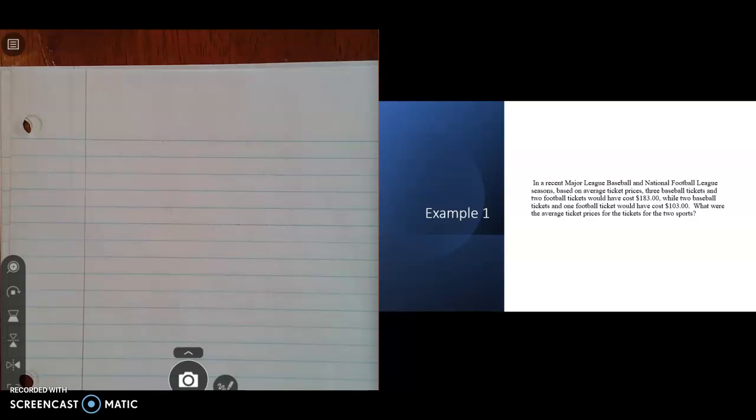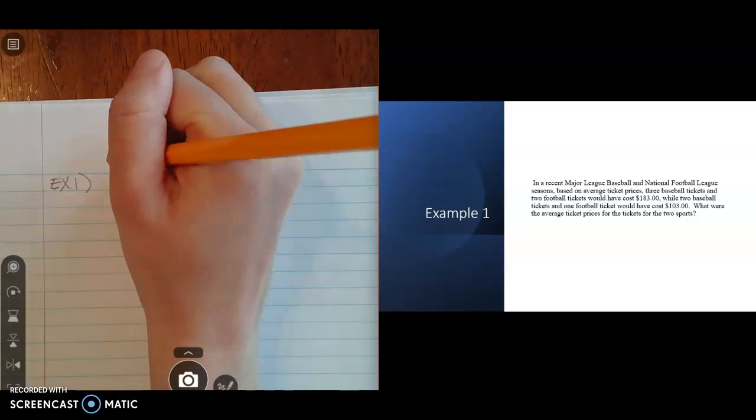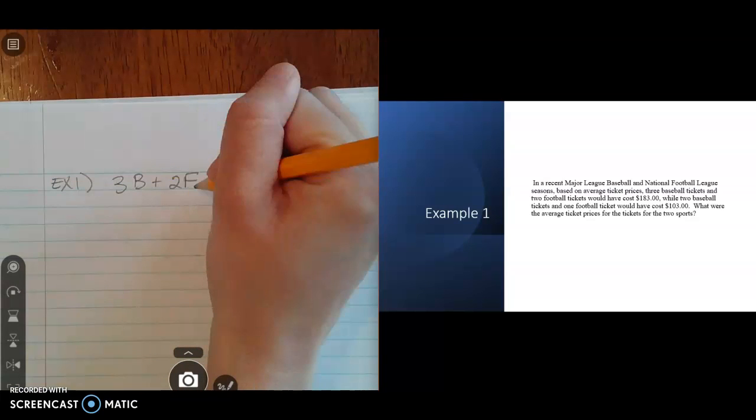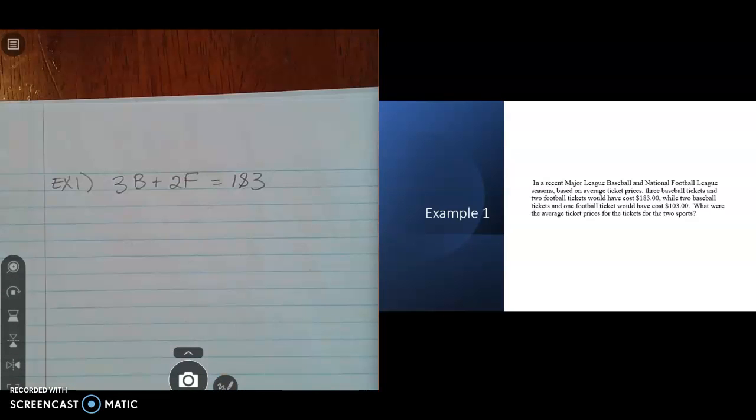The first example: in recent Major League Baseball and National Football League seasons, based on average ticket prices, 3 baseball tickets and 2 football tickets would have cost $183. So we have a comma there, and that is one piece of information to deal with first. It was 3 baseball tickets and 2 football tickets. When I add those prices together, that costs $183. You notice I'm using B for baseball tickets and F for the price of football tickets, so that when I solve it, I know what I get.